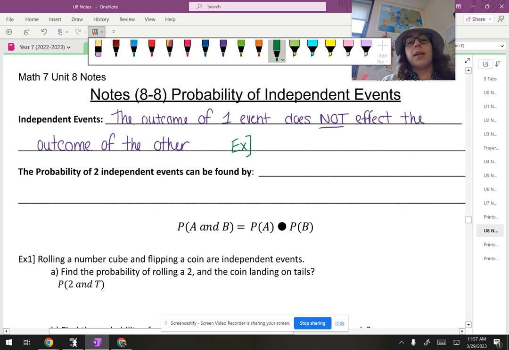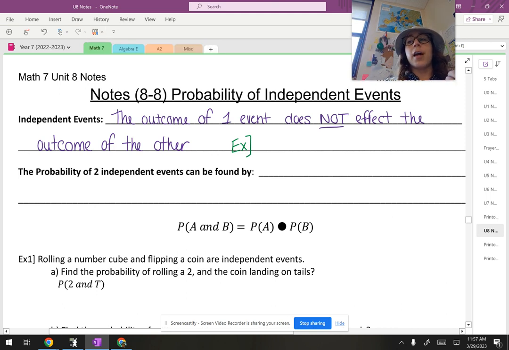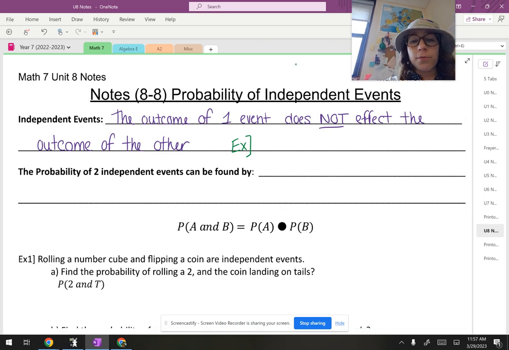So today's focus is on independent events. Independent, in this case, means the outcome of one event does not affect the outcome of the other event. So no matter what happened with the first event, that has no effect or impact on what's happening in the other event.